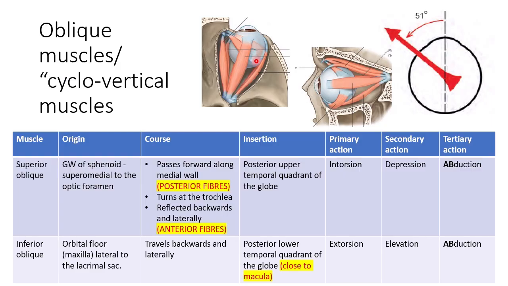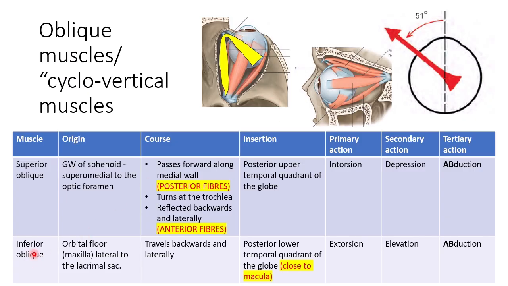In this way, in an arc on the posterior upper temporal quadrant of the globe. Posterior, outer or upper temporal quadrant, posteriorly and outwards. Okay, coming like this, getting reflected and attaching posteriorly and outwards. That's your superior rectus. Sorry, superior oblique, right? So these are the anterior fibers and these are the posterior fibers. Anterior, posterior fibers. Okay. Although the muscle acts as a single unit, it is made up of two subunits.